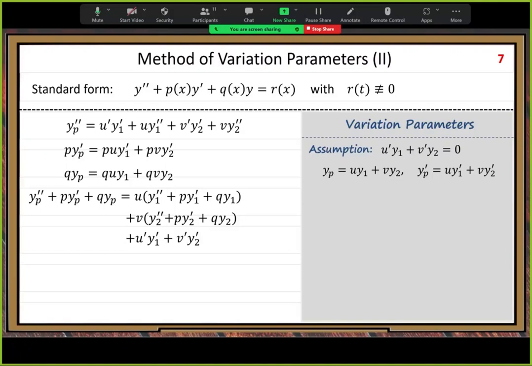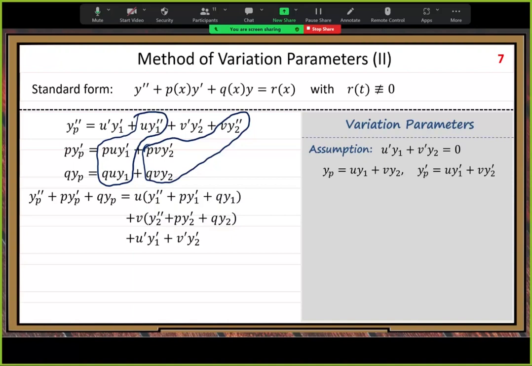We add both sides of these 3 equations, left-hand side, right-hand side. Can we combine all the terms with u factor? U factor, here. Let me circle it out. All terms with u factors, this group. All terms with v factor, this is another group. 2 groups. Can you see that? Grouping.